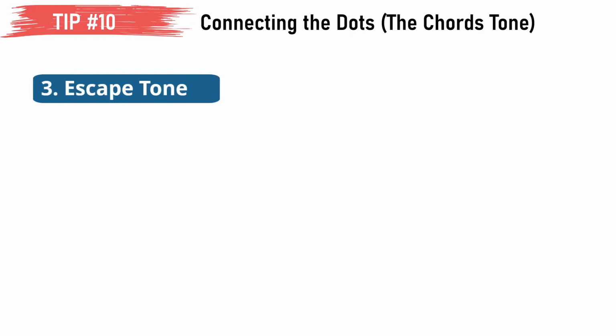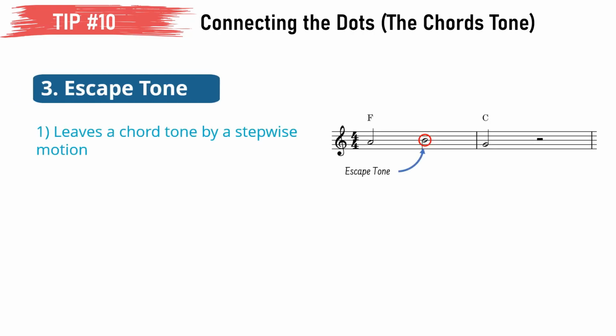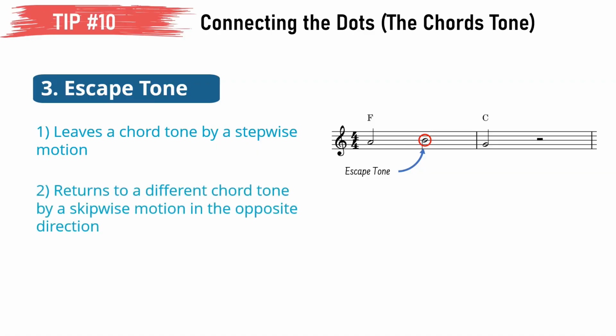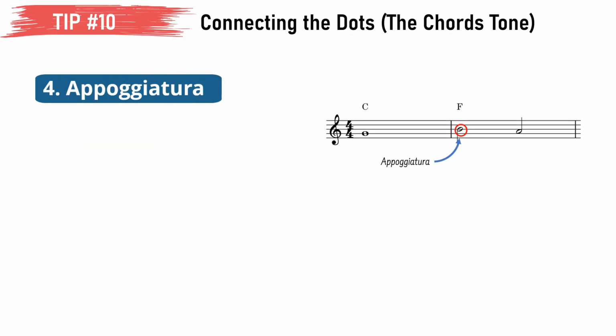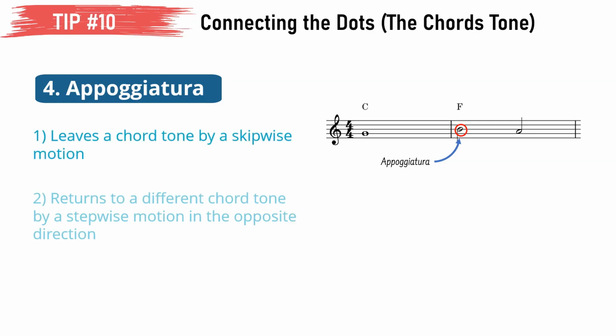An escape tone is a note that leaves a chord tone by stepwise motion and returns to a different chord tone by skipwise motion in the opposite direction. An appoggiatura is a note that leaves a chord tone by skipwise motion and returns to a different chord tone by stepwise motion in the opposite direction.